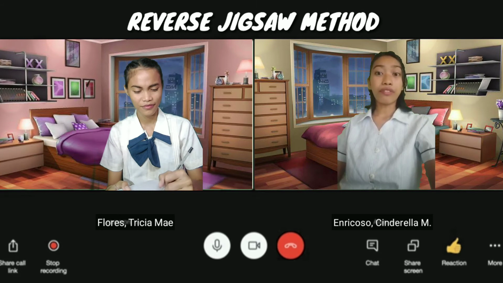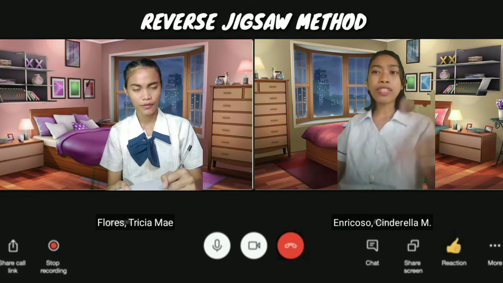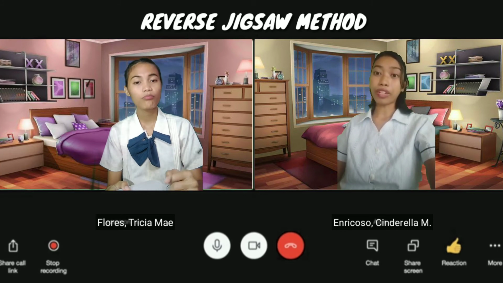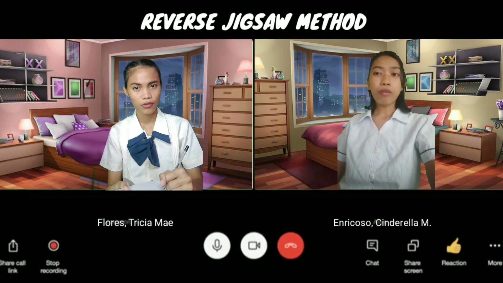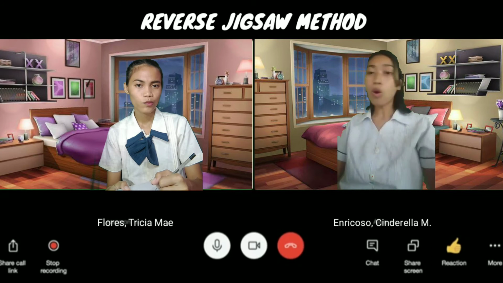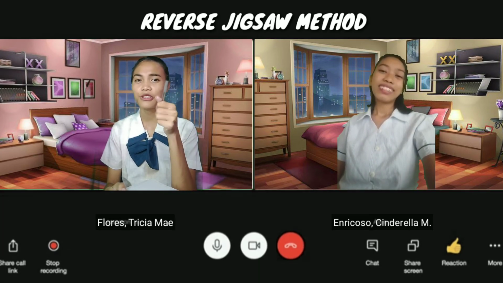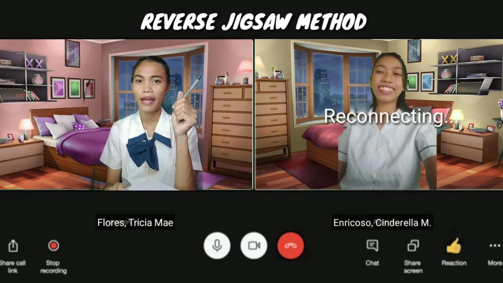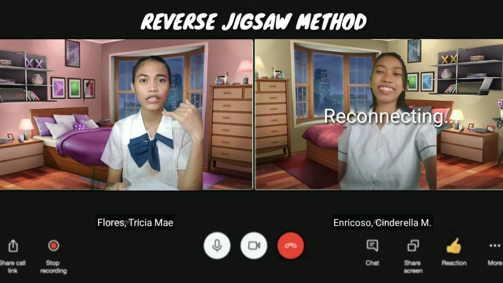The fourth one is the reverse jigsaw method. In this method, students in the expert groups teach the whole class rather than returning to their home groups to teach the content. So this method is common in group reporting where an expert group discusses the topic to the whole class. Oh, I'm so familiar with this one. So the teacher will assign a topic for each group and they will have the responsibility to understand the topic properly in order to report and teach the assigned topic effectively to the whole class.